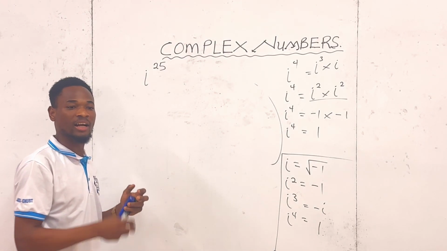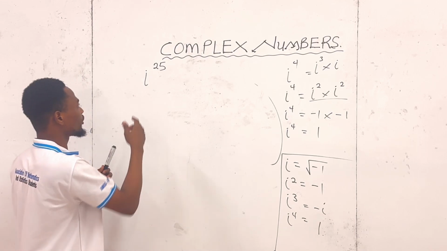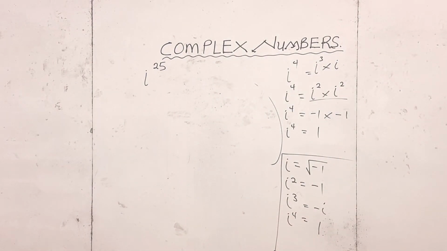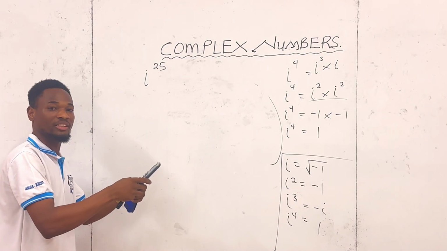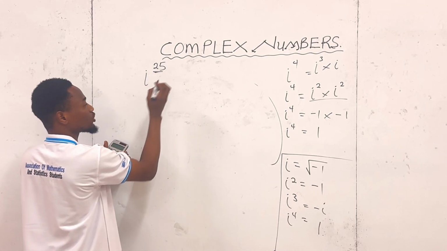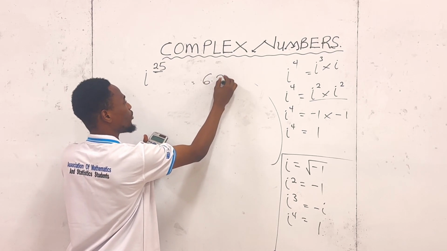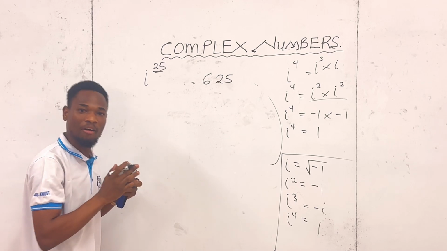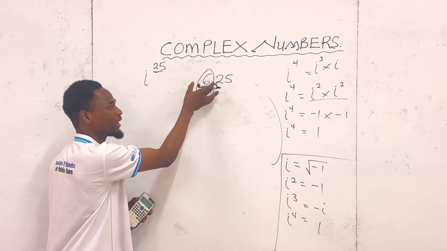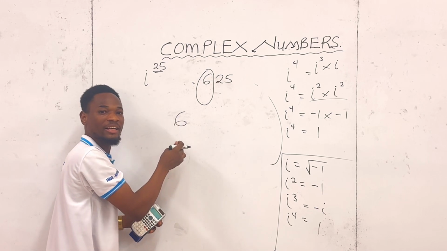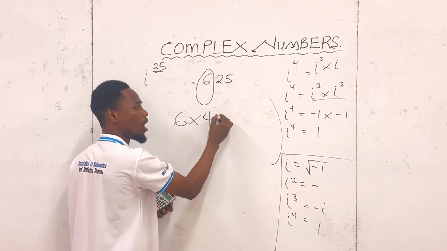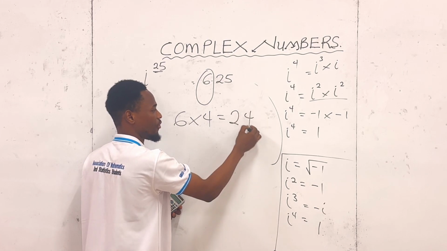With the help of the calculator, if you divide 25 over 4, you are supposed to get 6.25. Afterwards, we are interested in the whole number part, which is 6. Then I will multiply the whole number part by 4. So I'll multiply 6 by 4. I'll get 24.